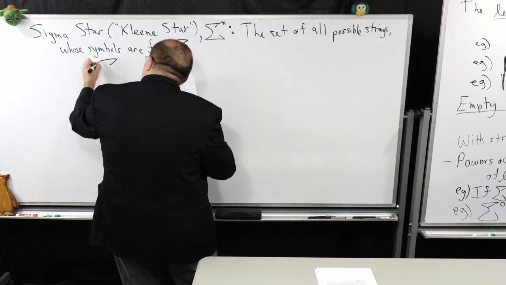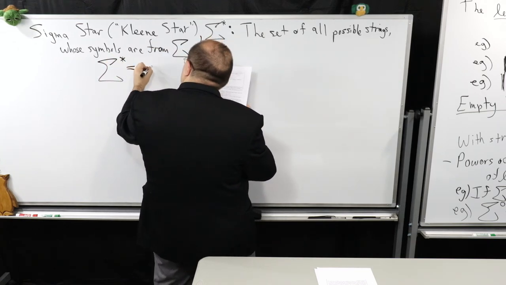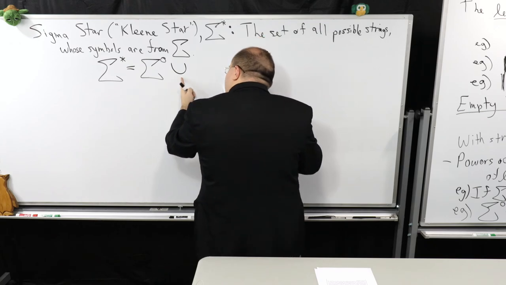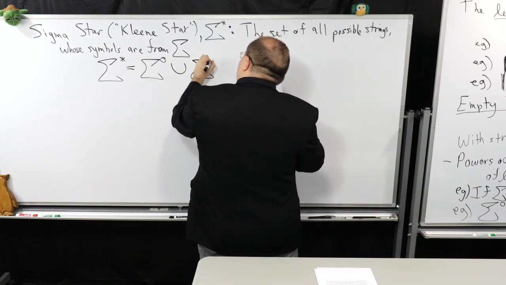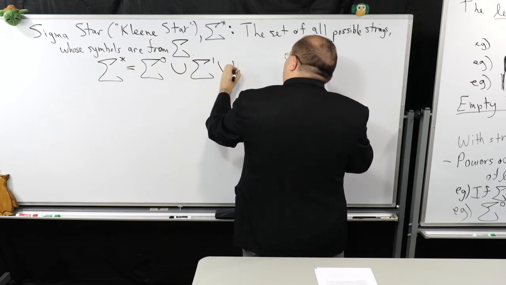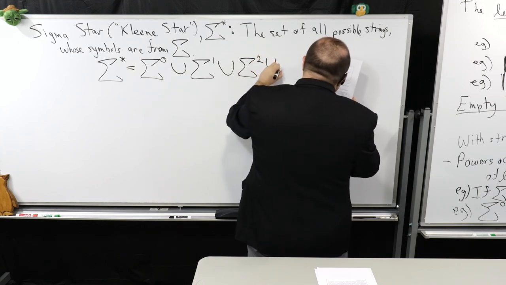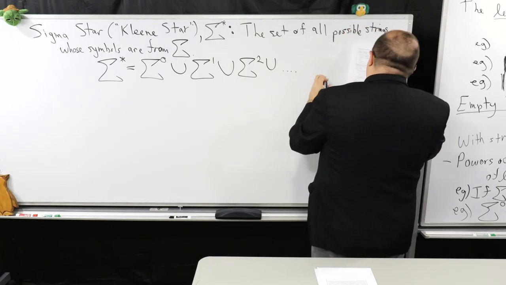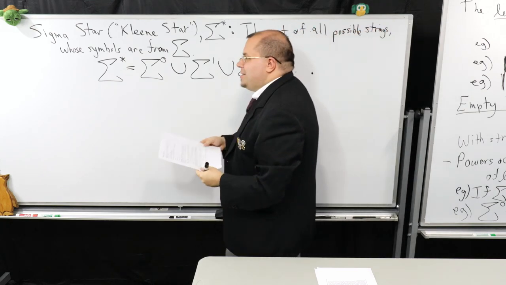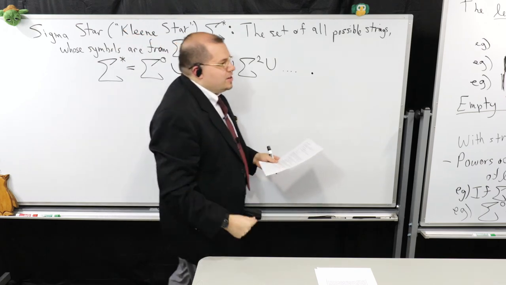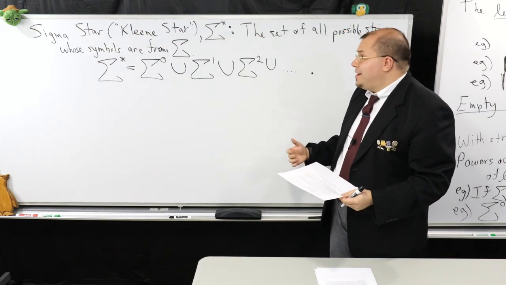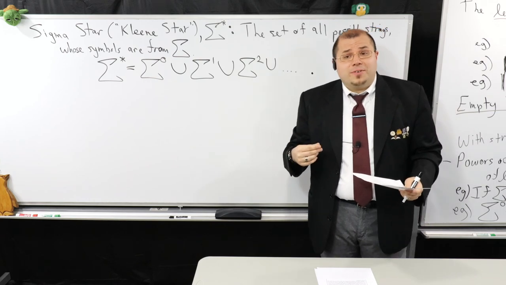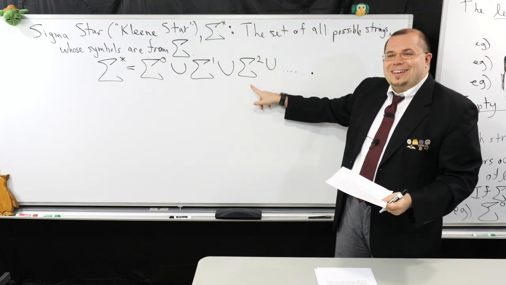In more formal terms, what I'm telling you is that sigma star is equal to sigma to the power 0, union sigma 1, union sigma squared, and so on. Don't ask me where it stops, it doesn't. So I'll ask you, is this a set that's finite or infinite if, say, the alphabet has at least one symbol, obviously, because an alphabet is not empty, right? Is this finite or infinite in its size?